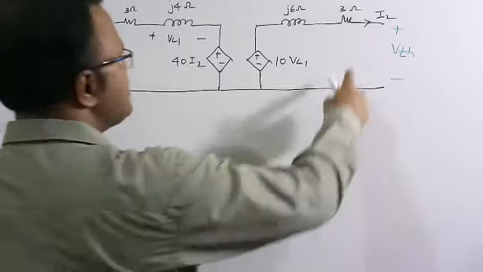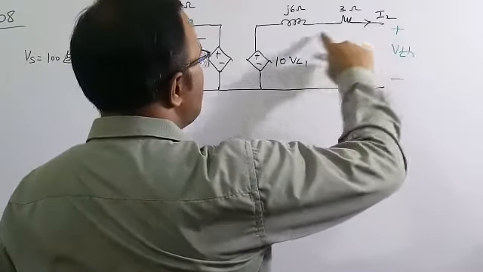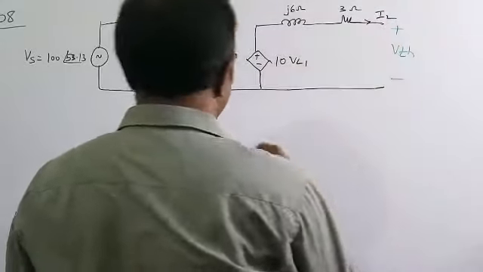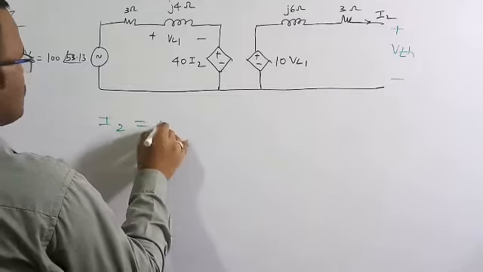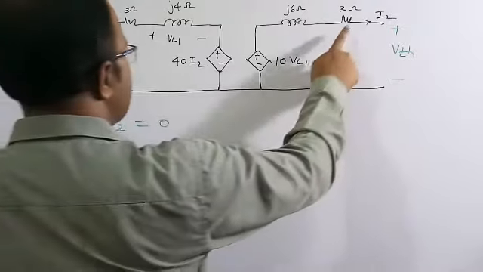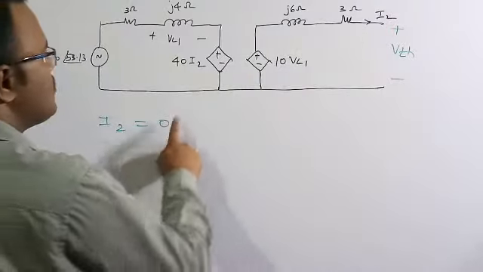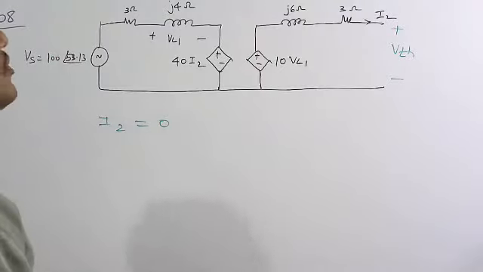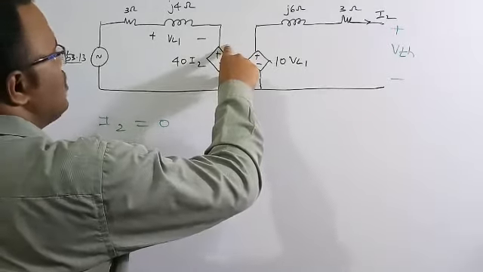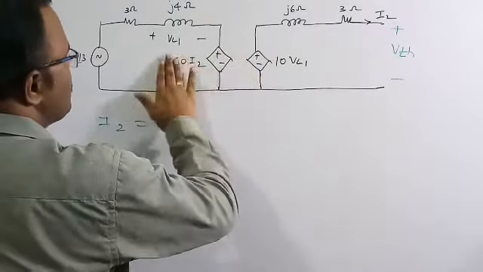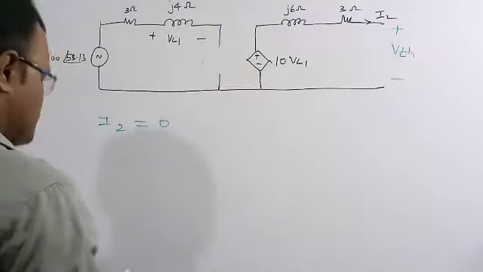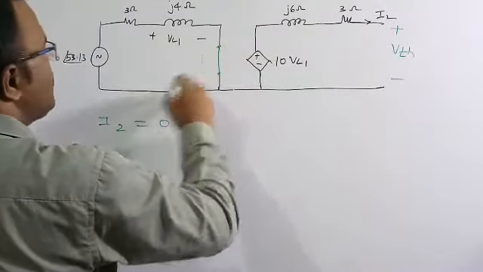If you see carefully, this is an open circuit because the terminals are open. Therefore the current I2 will be equal to 0. This voltage source depends upon this current, so as I2 is equal to 0, 40 into I2 will become 0 volt. It simply means this is a short circuit because the voltage itself is 0 volt, so I am going to short circuit this current controlled voltage source.